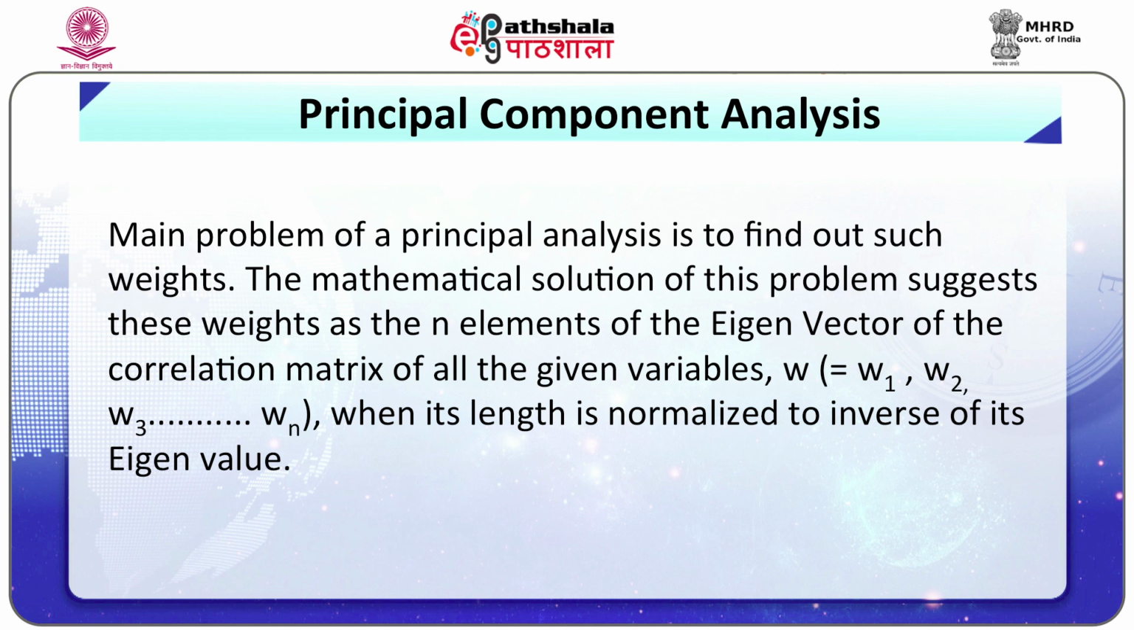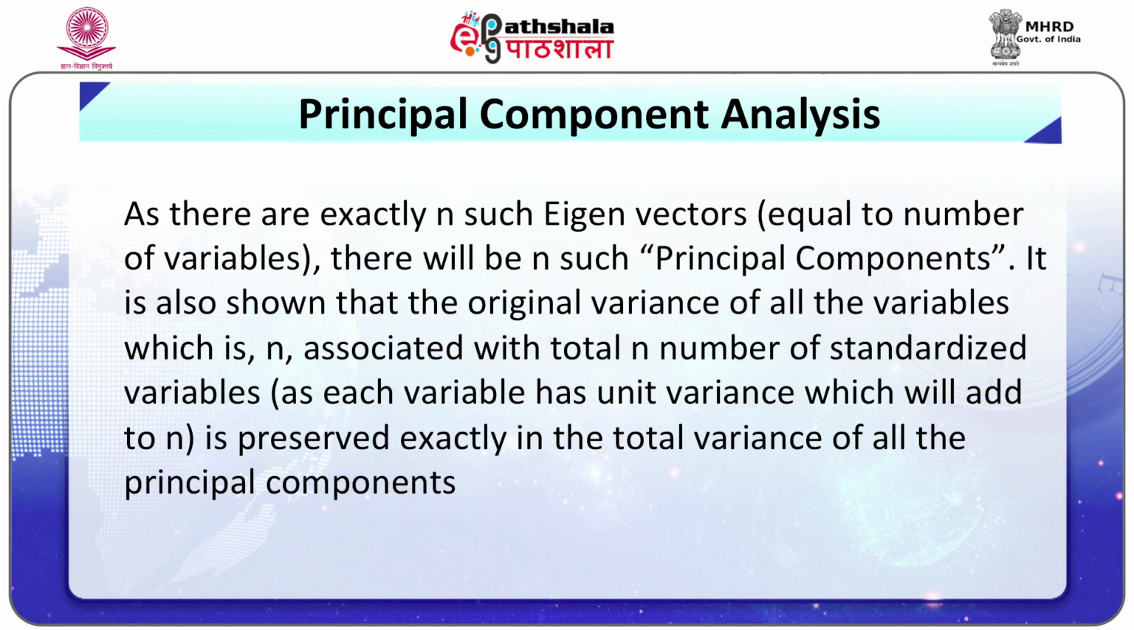The mathematical solution of this problem suggests these weights as the n elements of the eigenvector of the correlation matrix of all the given variables, w1, w2, w3 and so on to wn, when its length is normalized to the inverse of its eigenvalue. As there are exactly n such eigenvectors, equal to the number of variables, there will be n such principal components.